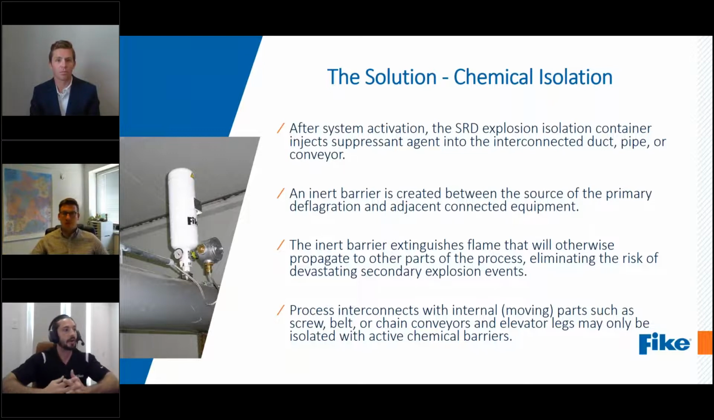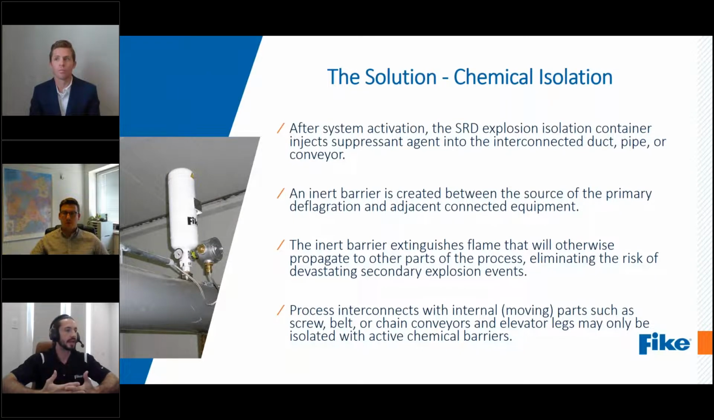It creates an inert barrier between the source of the primary deflagration and any adjacent connected equipment that we want to keep within our protected area. The inert barrier extinguishes flame that would otherwise propagate to those other protected units, thus eliminating the risk of any kind of secondary explosion events.